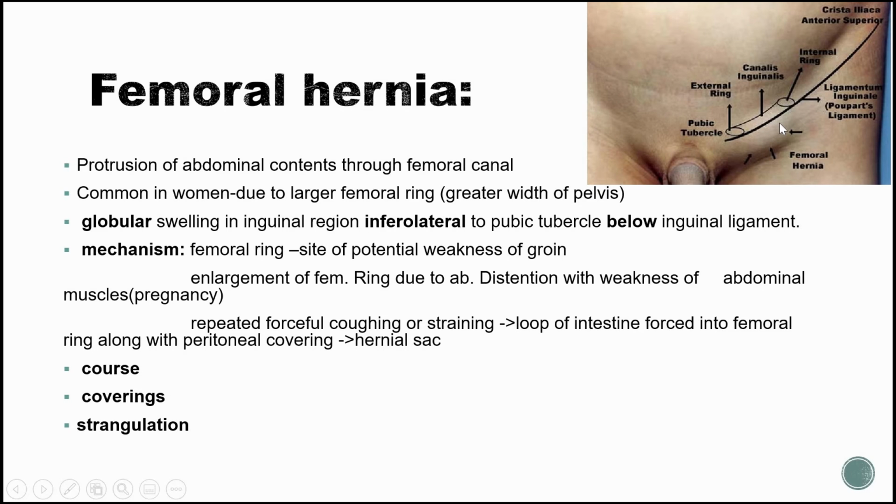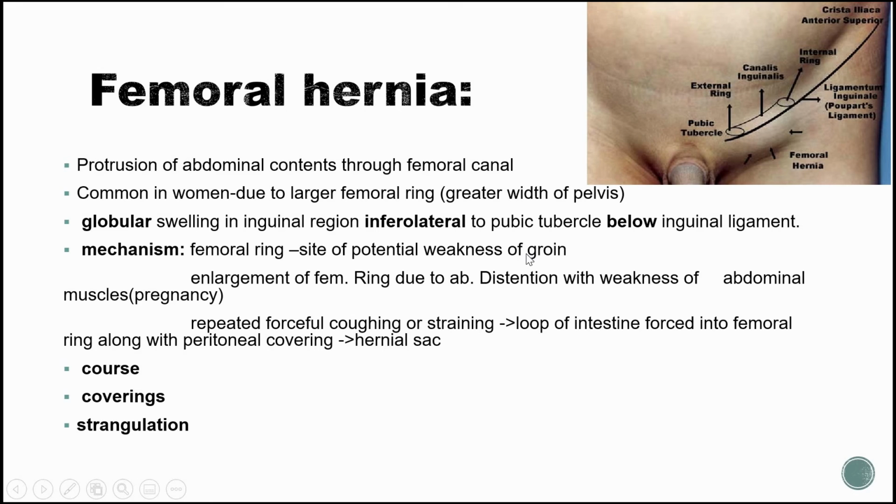This is clinically important because we also have inguinal hernia, which is completely different in its location. So it presents with a globular swelling in the inguinal region, infralateral to the pubic tubercle, inferior and lateral, below the inguinal ligament. So this is the inguinal ligament. As I said, the mechanism of femoral hernia involves the femoral ring. Sometimes it is weak, so it acts as a site of potential weakness through which the abdominal contents protrude, forming the femoral hernia.